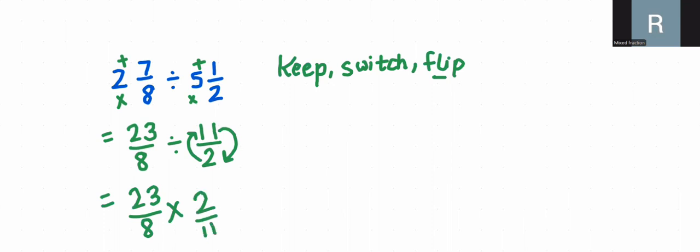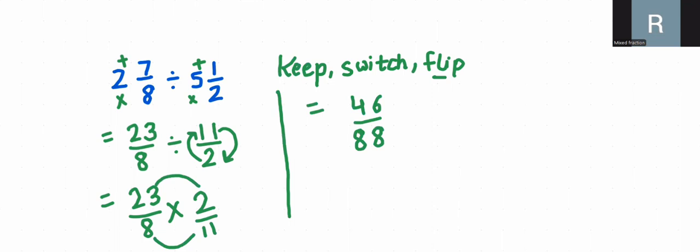How to multiply two fractions? We will multiply the numerators and denominators respectively. So 23 2s are 46. 11 8s are 88. Now, as it is not the final answer, what we will do, we will divide 46 and 88 by the highest common factor.